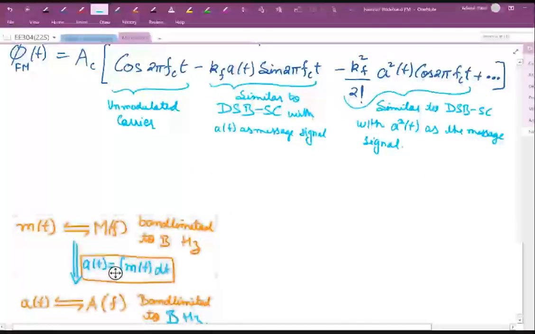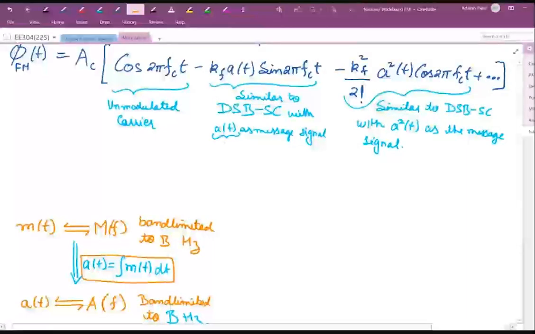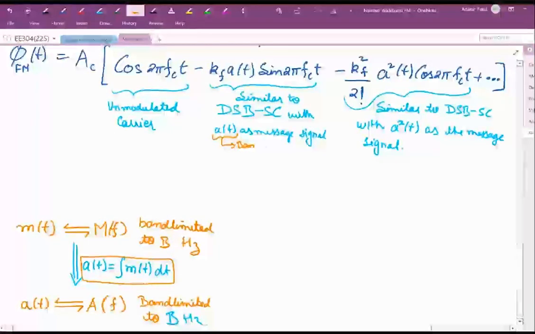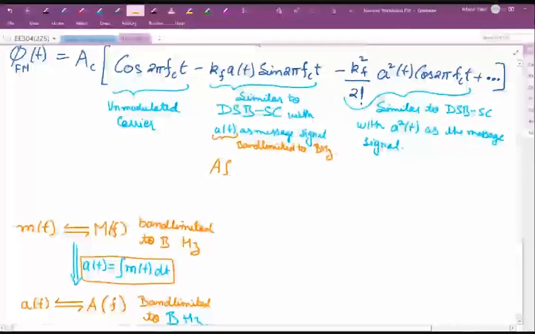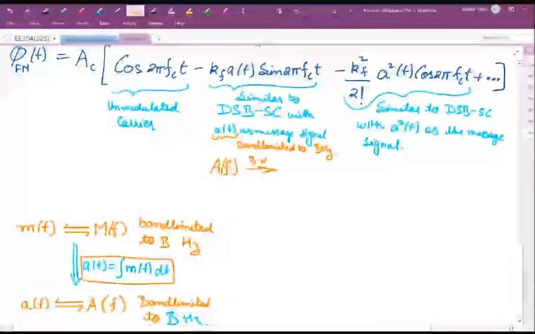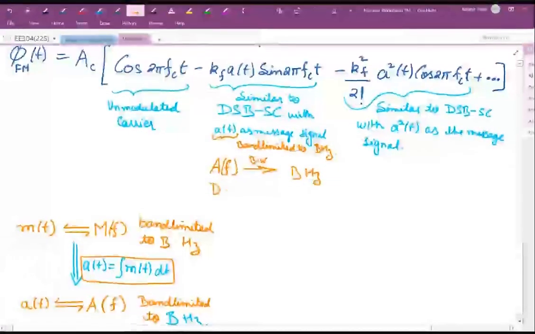So if the message signal, a(t), is band limited to B hertz, let us say not a(t), I say A(f), has got a bandwidth of B hertz. So what should be this DSB-SC signal?